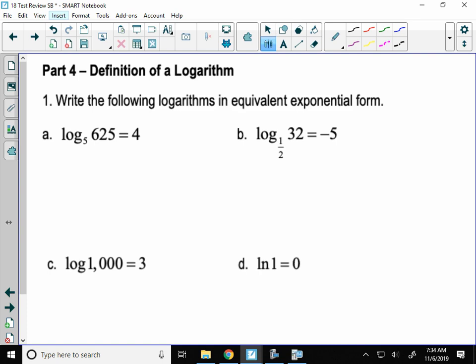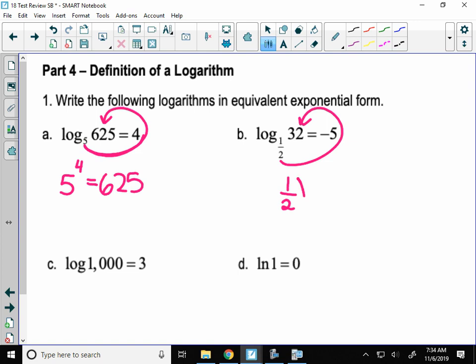This is what we use that curly Q method for. You always start with the base of 5. Remember, the logarithm gives you the exponent, so that answer of 4 is the exponent on 5 equals 625. That's all you're doing here. So same thing in B. Follow my curly Q. 1/2 to the negative 5th power equals 32.